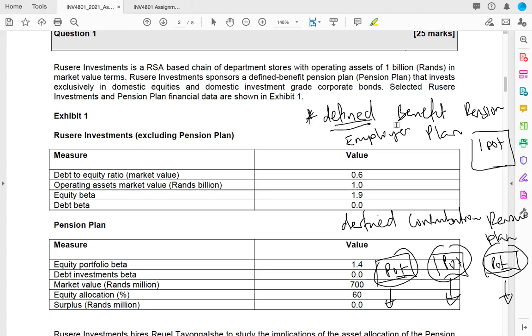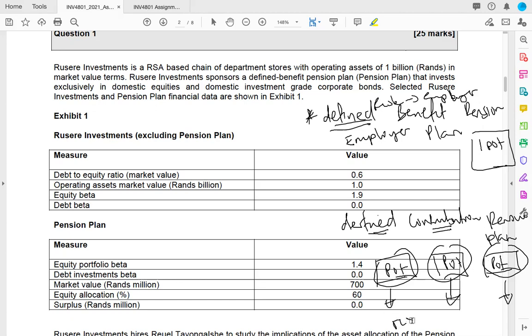So with a defined benefit pension plan, the risk is with the employer because the employer is the one who agrees to pay the benefits. Whereas with a defined contribution plan, each employee contributes a certain amount that they define into their own particular pots, and then their pension comes from their own particular pots.